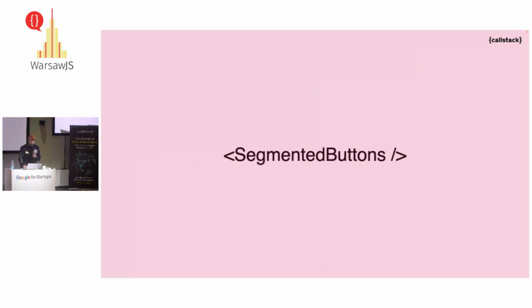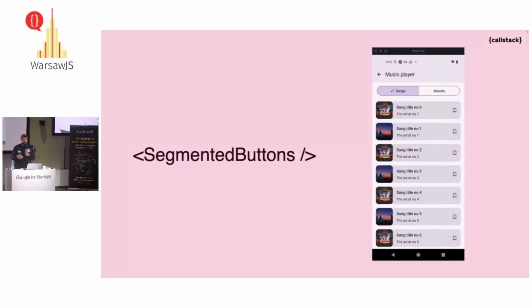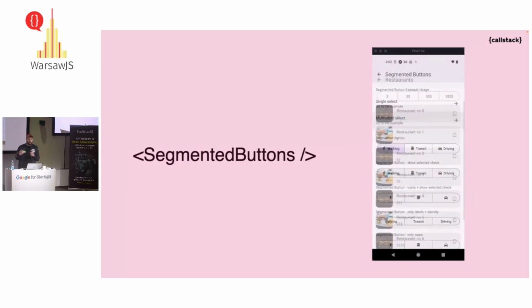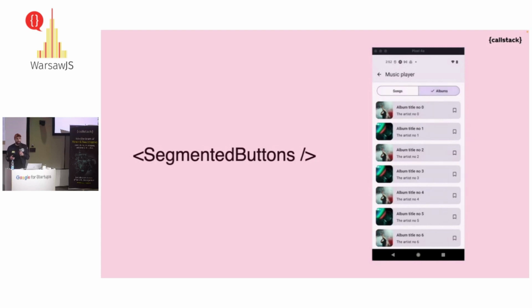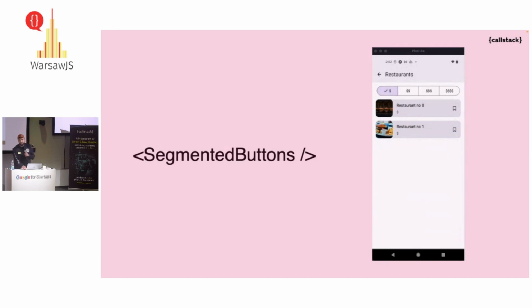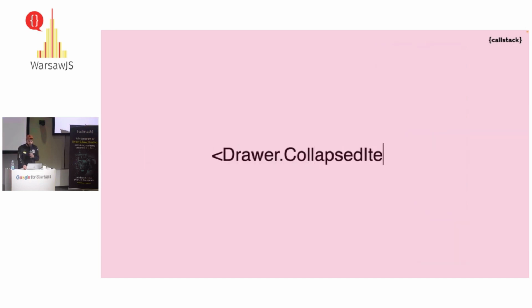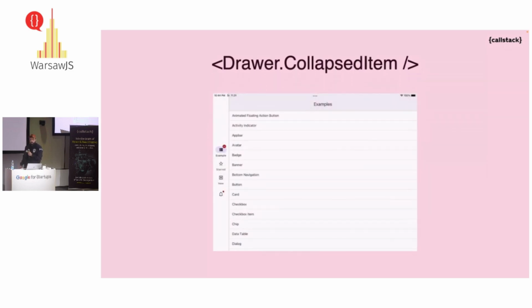The second component is segmented buttons, a new component introduced in the latest version. However, it can be understood as a refined version of toggle button, and it allows you to select options, switch views, or sort elements. It's intended to support single or multi-select variants and provides many customization options. Drawer collapsed item is a newly created side navigation component that can be used within the drawer. It represents the destination in the form of an icon, an action item with an icon, and optionally a label.